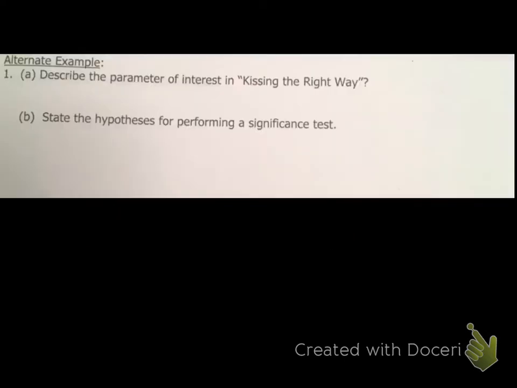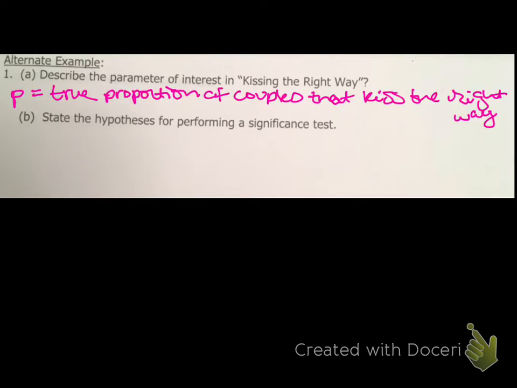So let's look at an example. Describe the parameter of interest in kissing the right way. P equals the true proportion of couples that kiss the right way. State the hypotheses for performing a significance test. Give me the null hypothesis and the alternative hypothesis.